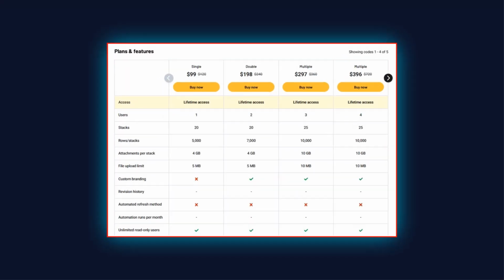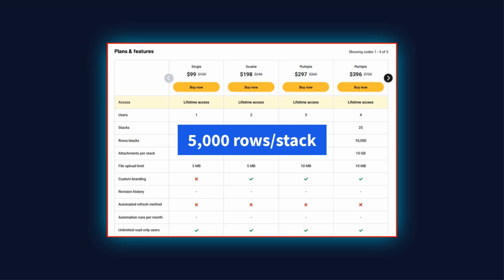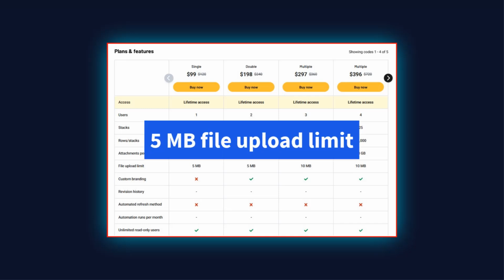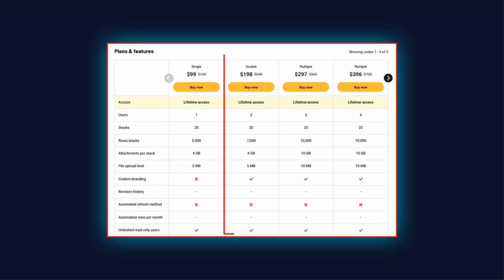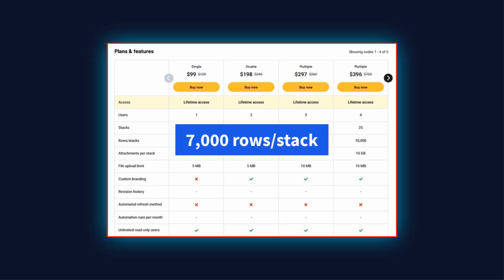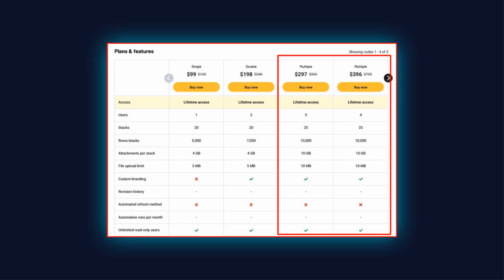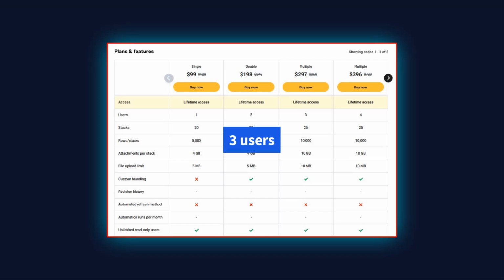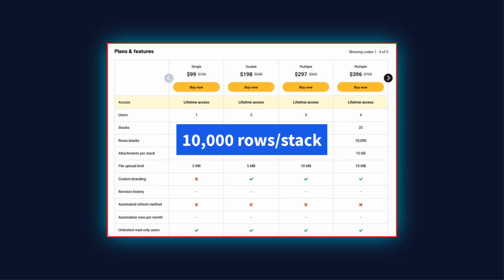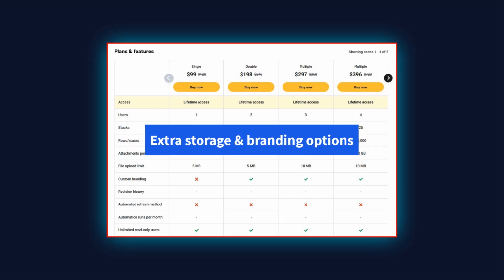Here's what you're looking at in terms of pricing and features. License Tier 1, one-time purchase of $99, originally $120. Offering one user, 20 stacks, 5,000 rows per stack, 4 GB attachment per stack, 5 MB file upload limit. License Tier 2, $198 one time. Offering 2 users, 7,000 rows per stack, 10 GB attachments per stack. License Tier 3 and Tier 4, starting at $297 and $396. Offering 3 users, 25 stacks, 10,000 rows per stack, extra storage and branding options.